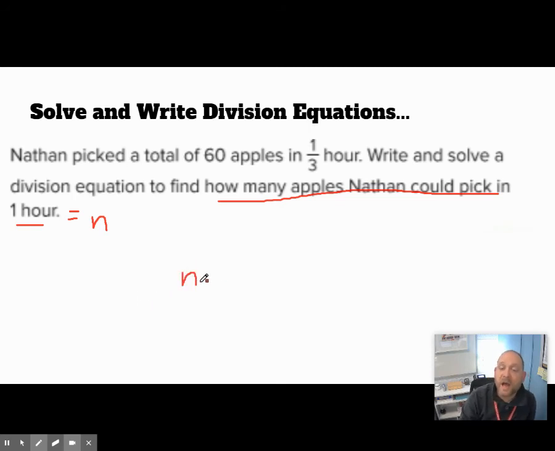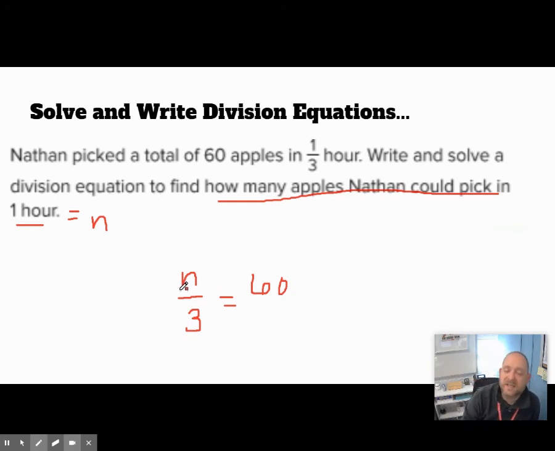So now I can create an expression or an equation to figure this out. If I take that total amount, so n, the total number he can pick in 1 hour, and I take 1/3 of it, or divide it by 3, now I know that that should equal 60. Now our problem looks just like what we had before.